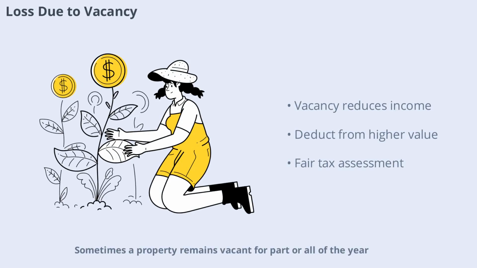Sometimes, a property remains vacant for part or all of the year, resulting in a loss of rental income. The law allows for deduction of this loss when computing the annual value. The process involves deducting the loss due to vacancy from the higher of expected rent or actual rent received after accounting for unrealized rent. This ensures that owners are not unfairly taxed on income they did not actually receive.